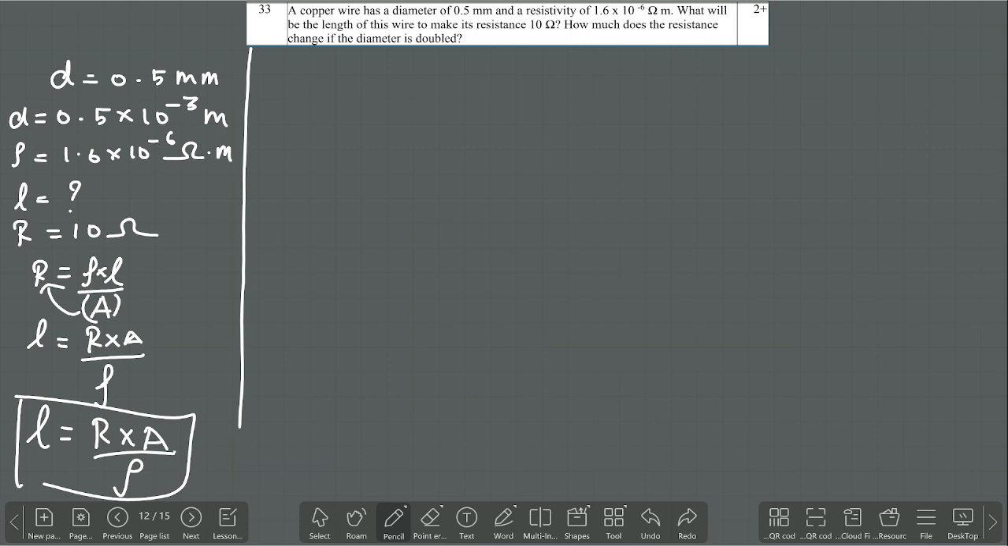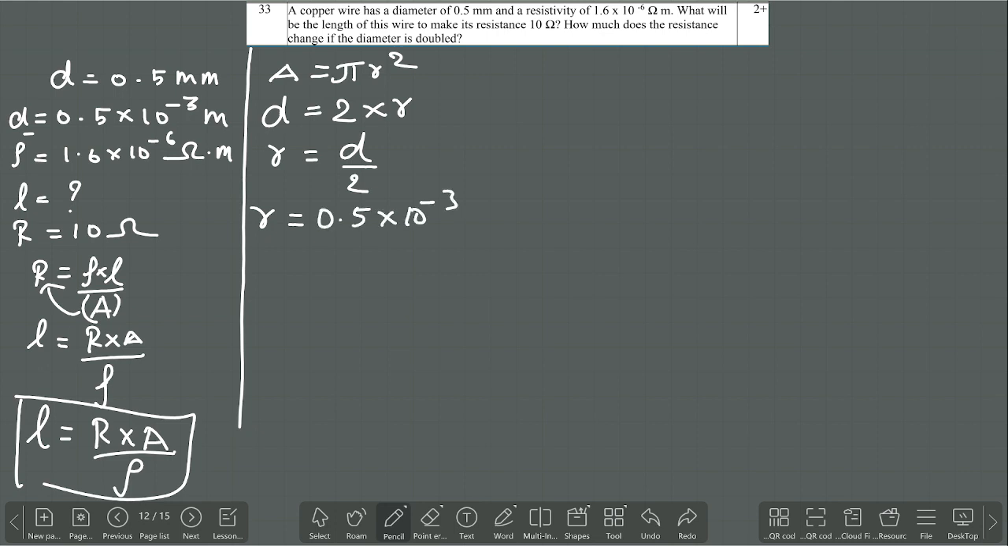Instead, they gave the diameter alone. First, let us calculate the area. So A is equal to pi r square. As well, the radius is not there. We all know that diameter is equal to 2 times the radius, so r is equal to d by 2. What is the value of d? It is given 0.5 into 10 to the power of minus 3 by 2. So r is equal to 0.5 by 2.